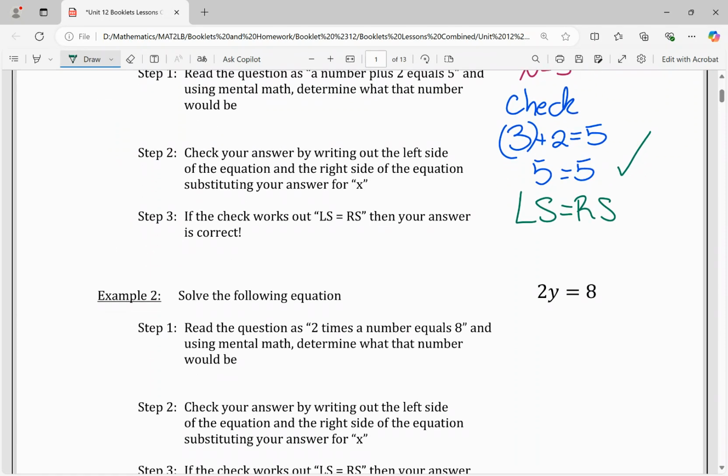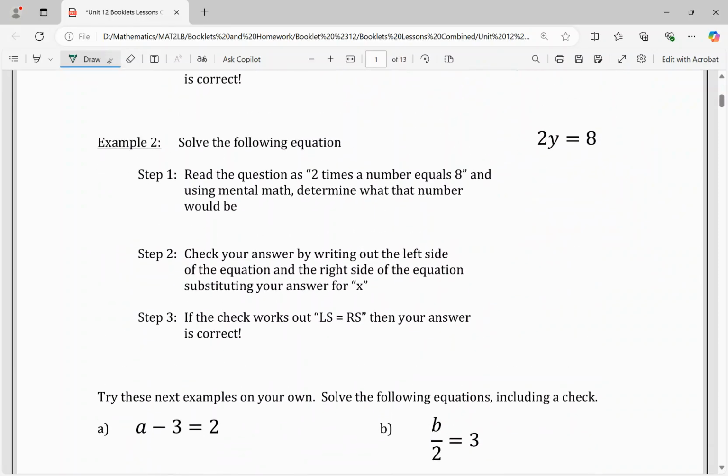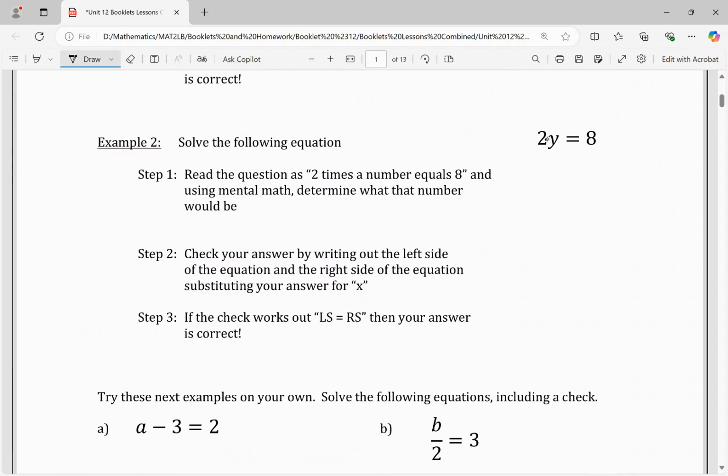Okay, so let's try the same thing with example 2. Here we have the variable y, and we need to find a very specific value for y so that 2 times this value is equal to 8. Right? Now, again, you can use some logic to help you deduce this answer. We know that y needs to be a number smaller than 8 because when we take that number and multiply it by 2, it's going to get bigger, and we want it to be 8.